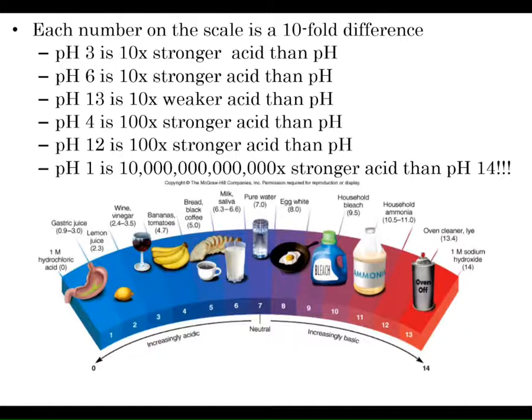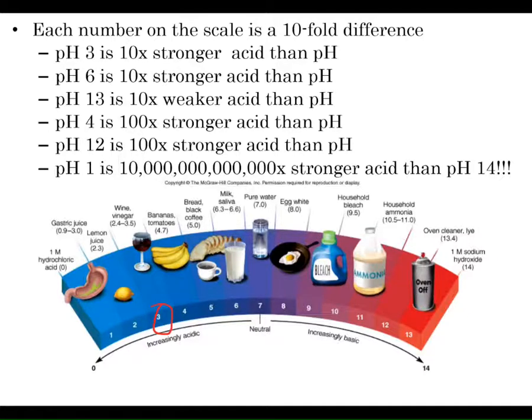So let's practice this. So pH of 3, right, we're down here. This is the same scale on the bottom, except it's been turned on its side. So here's a pH of 3. That's pretty acidic, right? Each number is a 10 times difference in concentration of hydrogen. So each number is a 10 times stronger acid. Okay. So pH 3 is a 10 times stronger acid than pH 4.